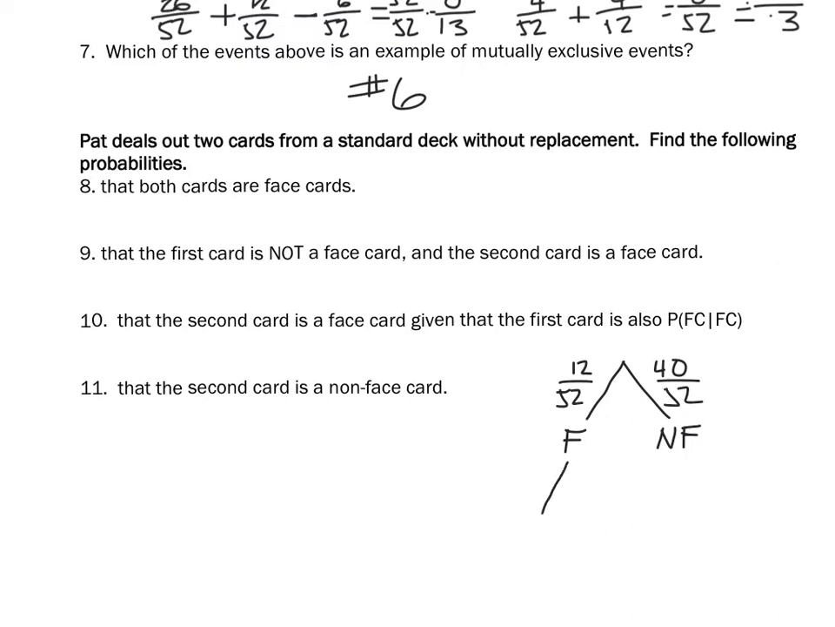Then the second card, if the first one's a face card, could be either a face or a non-face card in both situations. And since we've already pulled one face card out of the deck, in this first situation, there'd be only 11 left out of 51. Which still makes a non-face card 40 out of 51. If the first card's a non-face card, then the second card being a face card would be 12 out of 51, meaning the non-face card would be 39 out of 51.